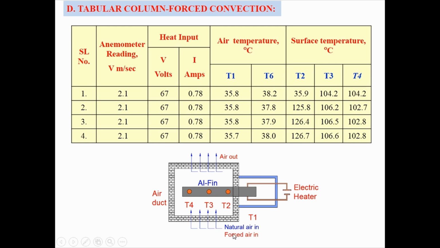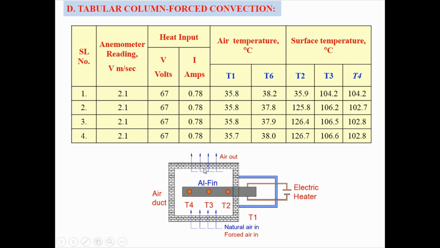The first case, what I'm doing here, is forced convection. You have to neglect this now. This is forced convection. The same setup is used for forced as well as natural convection, but now I am doing forced convection. So this is a fin and temperature, here it is location 2. You can consider that as temperature 2, temperature 3 and temperature 4.